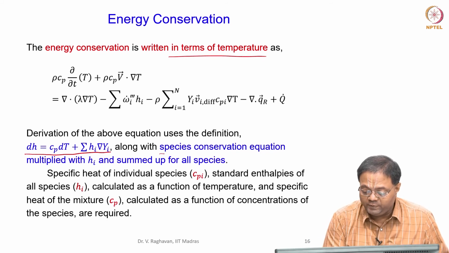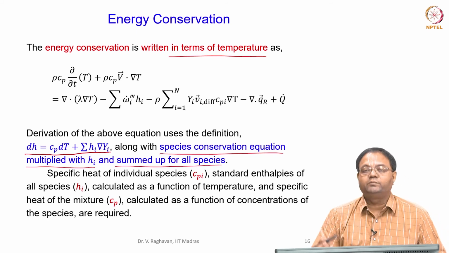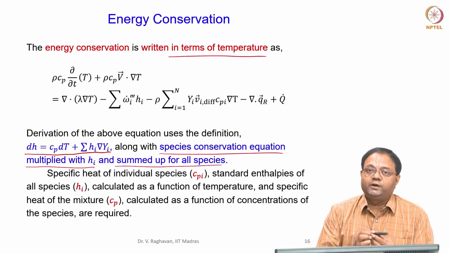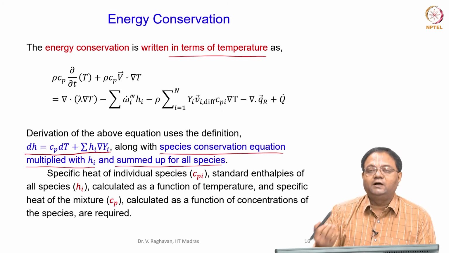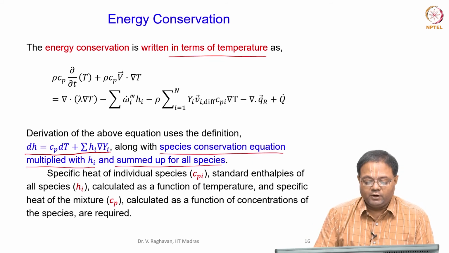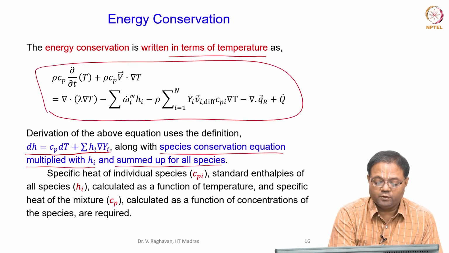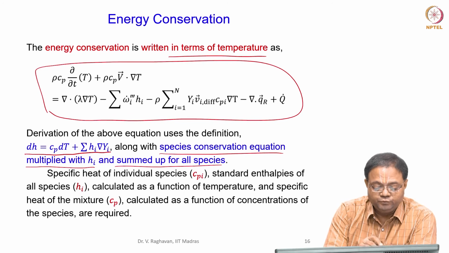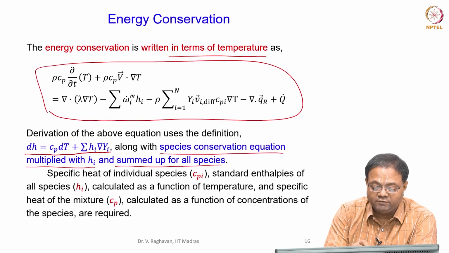Then we have used the species conservation equation multiplied by Hi and summed up over all the species. If you take the species conservation equation for each species, multiply that by Hi, then add up for all the species, then combined together you can write this equation. Here you see rho, the mixture density, Cp of the mixture into dT by dt of temperature, plus rho Cp into V dot gradient of temperature. This is the convective term here.